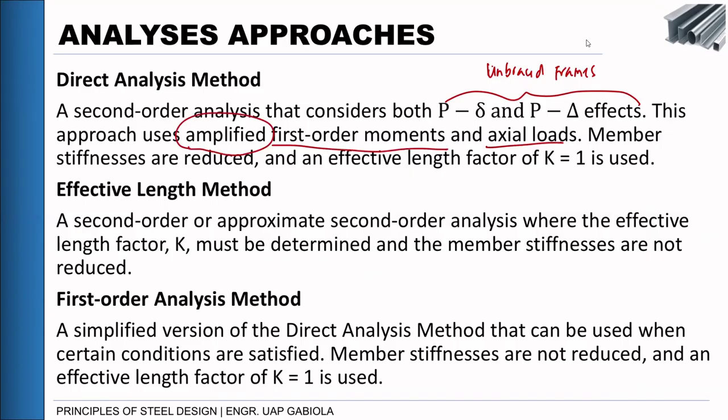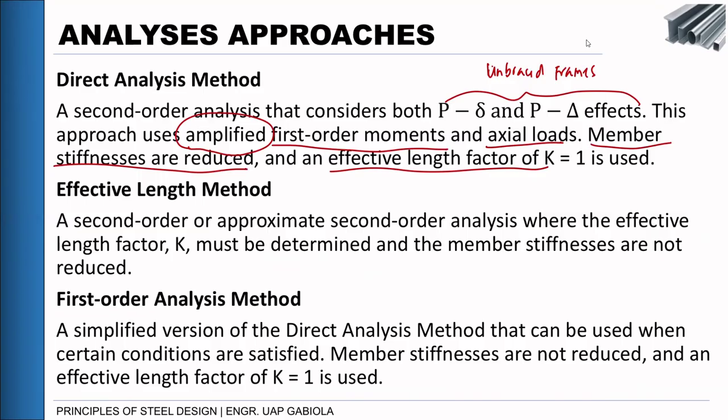So member stiffness are reduced. So yung pag sinabing member stiffness, that is our inertia, nire-reduce natin yung inertia or yung flexural rigidity natin. And then the effective length factor of K is equals to 1. So laging equals to 1 yung factor natin for our length. That is for the direct analysis method.